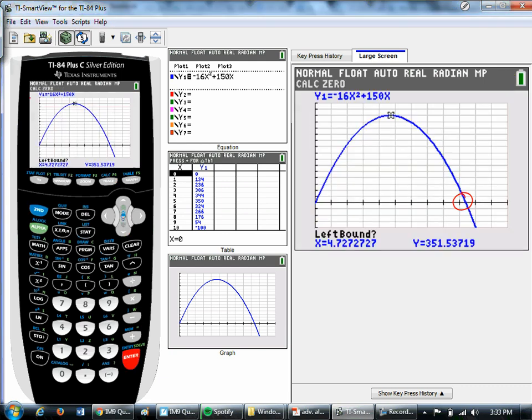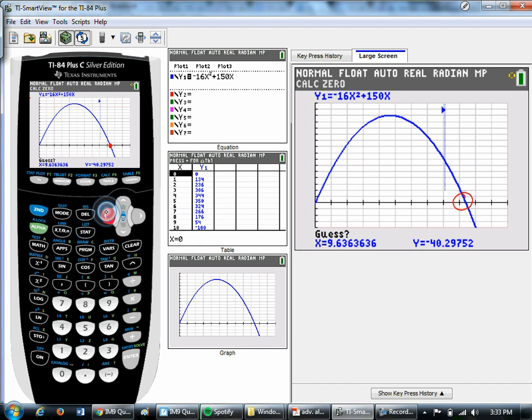Okay. In order to do that, you're asked the same question, left bound, right bound. So you're going to choose a point that is to the left of your intercept. My intercept is right here. The point to the left, where my cursor is, that is to the left. Now to the right would be below that point. And now you can see why I wanted to see a little bit more of my screen below that point. So right bound, enter, and then again, your guess.